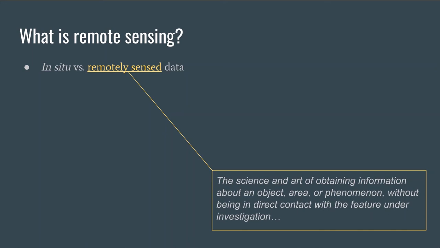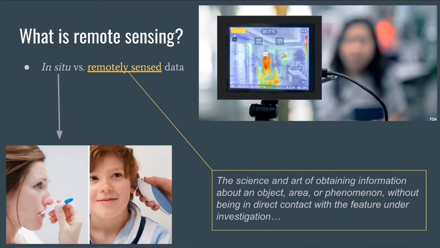There are a few definitions of the term remote sensing. One of them is here. This is a pretty broad definition. It's the science and art of obtaining information about an object, area, or phenomenon without being in direct contact with the feature under investigation. Clearly, that's a really broad definition, and that actually includes things from outside of the geographic world. This broad definition could be applied to all sorts of different data collection types.